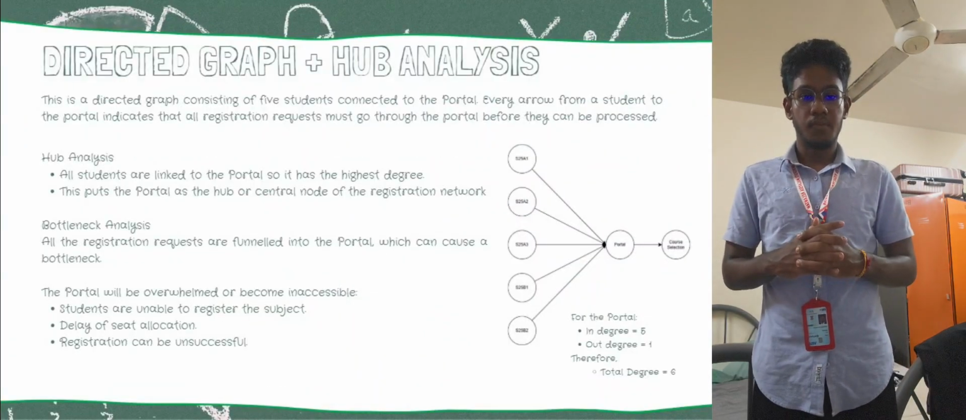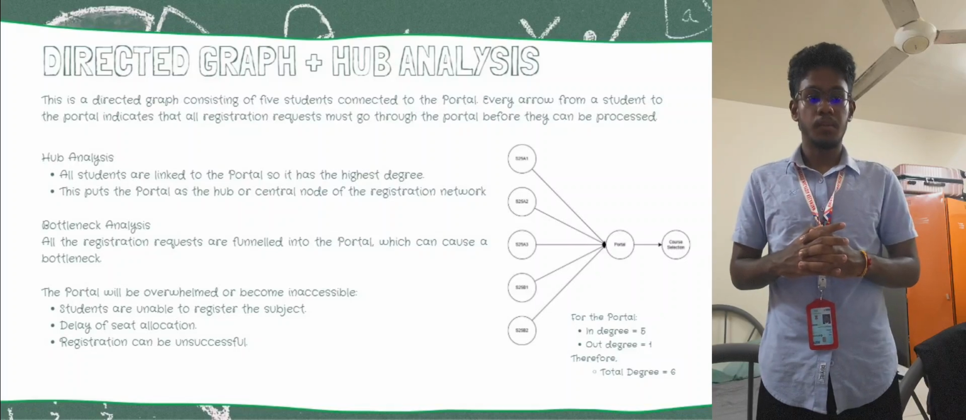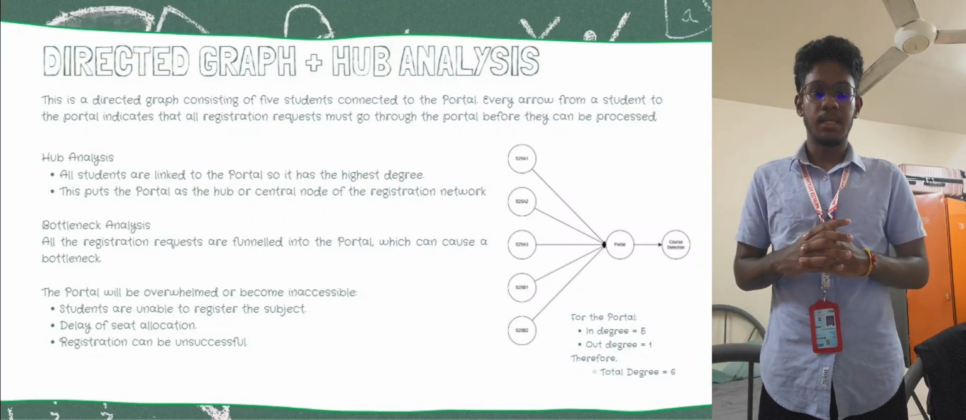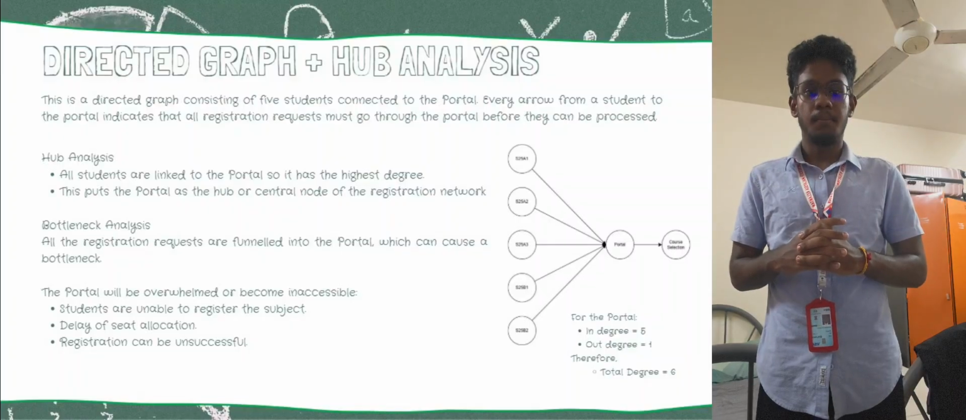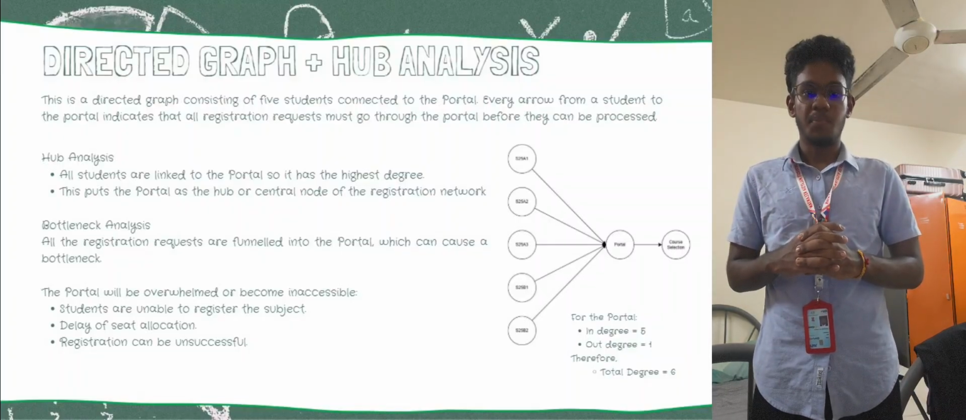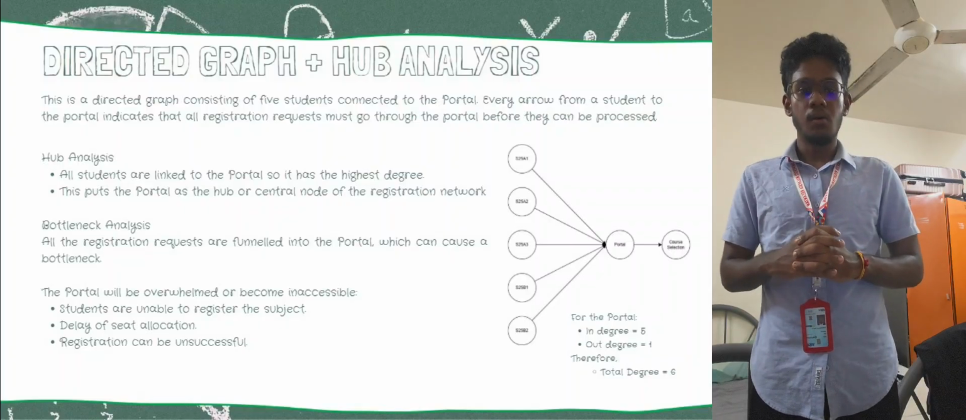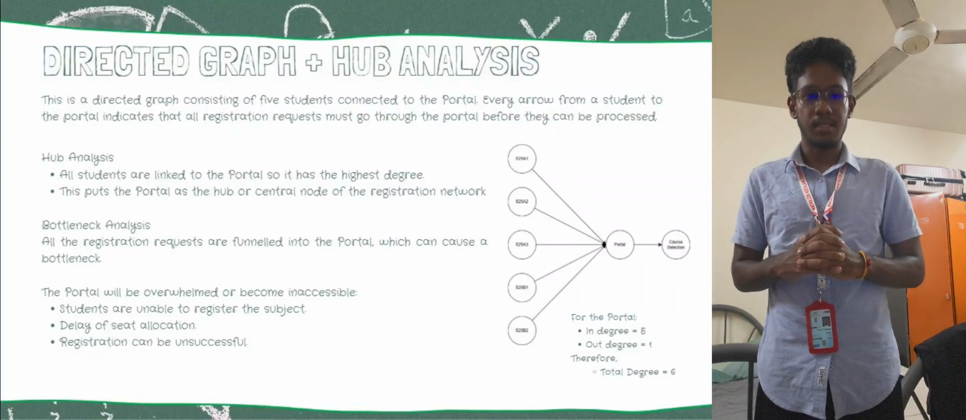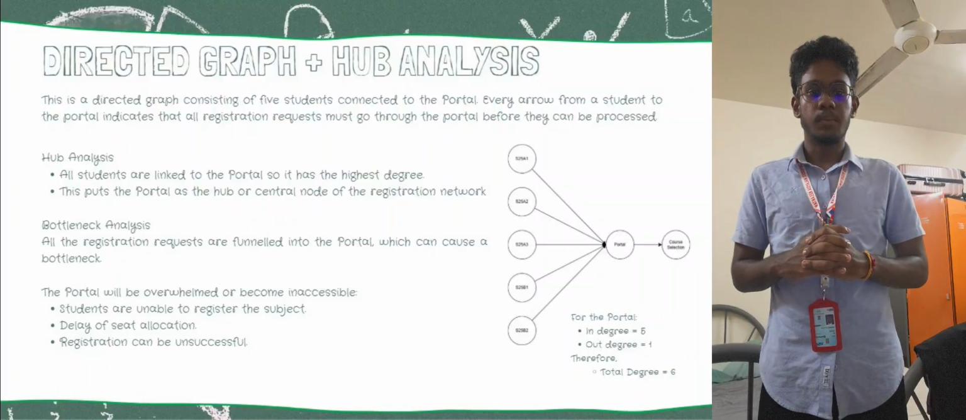This is a directed graph consisting of 5 students connected to the portal. Every arrow from a student to the portal indicates that all registration requests must go through the portal before they can be processed. Hub analysis. All students are linked to the portal, so it has the highest degree. This puts the portal as the hub, or central node, of the registration network.